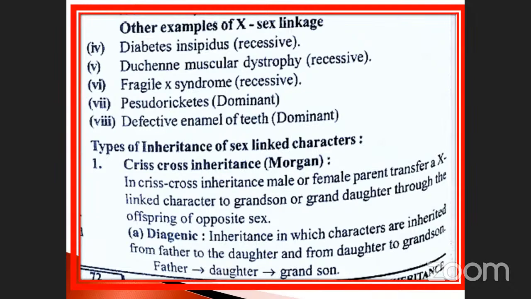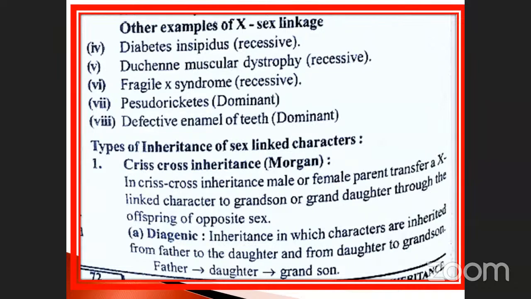Okay. Here, he stated two statements. One is called diagenic. Diagenic. So many times they have asked the question on diagenic. It is the inheritance in which the characters are inherited from father to the daughter and from the daughter to the grandson. See the equation below. There is an equation: father to daughter, daughter to grandson. This is also one of the criss-cross inheritance, isn't it?